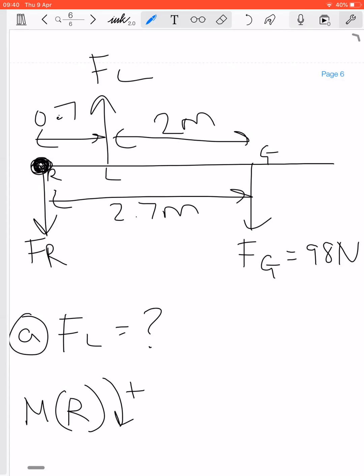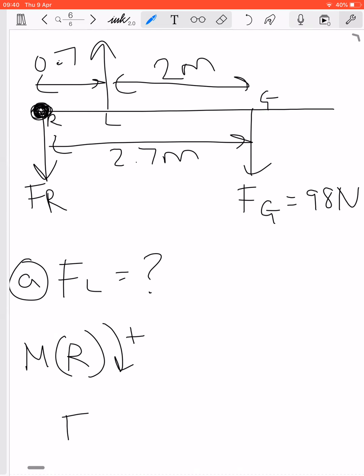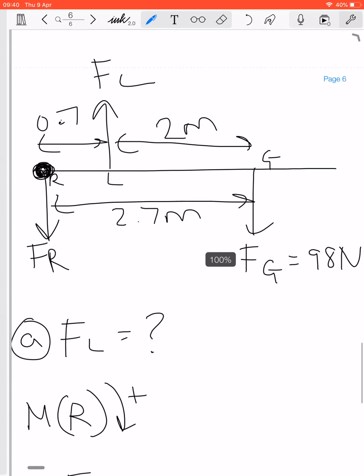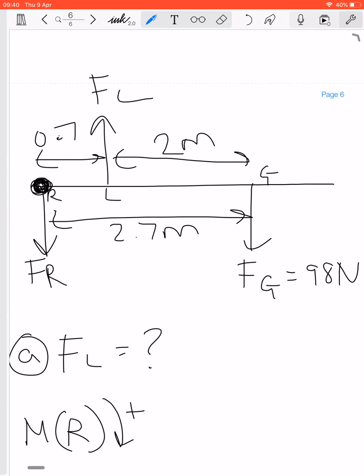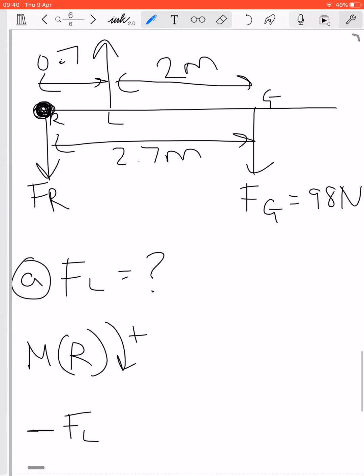Right, so that is an unknown force. So we know we're going to have FL. That's going to be our unknown. And is it going to be positive or negative? Well, we know that clockwise is positive, so put your thumb on R and start to pull up on that invisible string. It's going to go up, up, up, and it's going to start to turn this way, like a clock hand. That is anti-clockwise, so it's going to be a negative FL because it's anti.